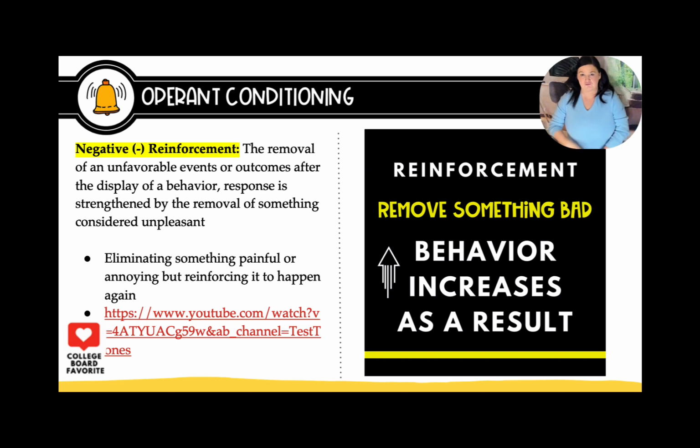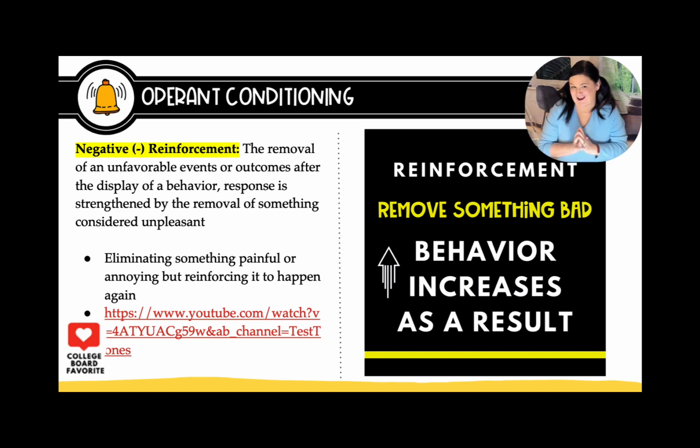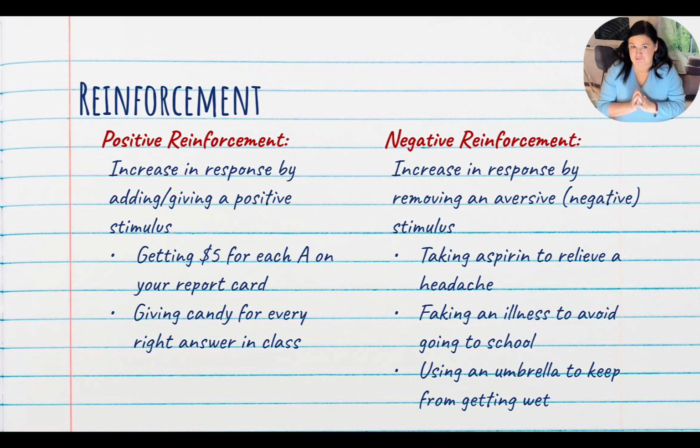Okay, so positive reinforcement are favorable events or outcomes that are presented after the behavior. The response or behavior is strengthened by the addition of some kind of praise or direct reward. For example, if you, a grown human, do a good job at work, you receive from your manager not only a pat on the back, but they might give you a bonus or a gift at the end of the year. Negative reinforcement, okay, is the removal of an unfavorable event or outcomes after the display of a behavior.